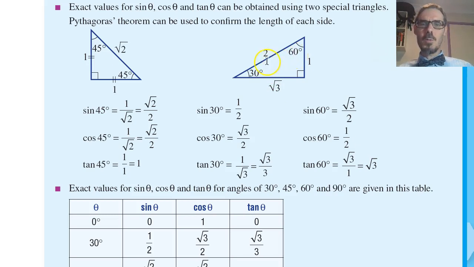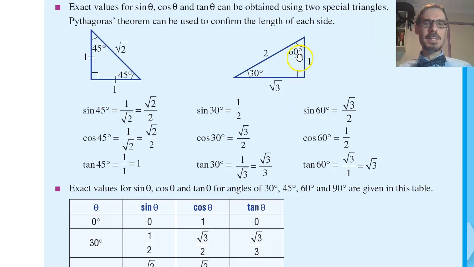Okay, so what's sine 30? Well, sine 30 is opposite on hypotenuse. It's a half. Sine 30 is a half. Cos 30 is adjacent on hypotenuse, root 3 on 2. And tan 30 is opposite on adjacent, 1 on root 3. Again, the textbook rationalises that denominator, root 3 on 3.